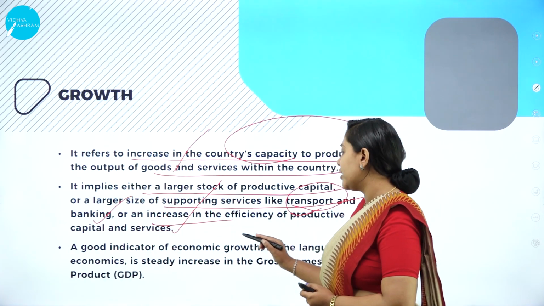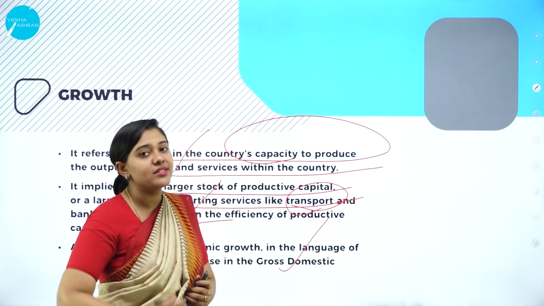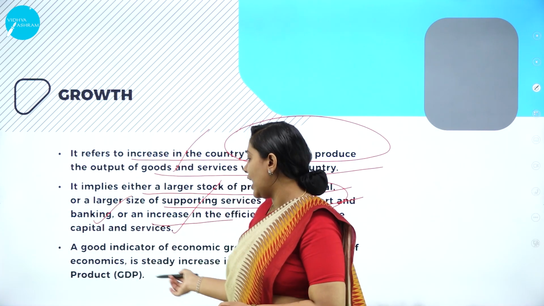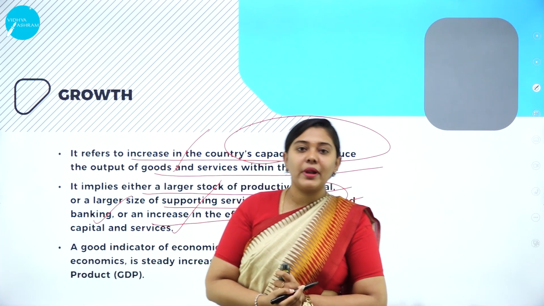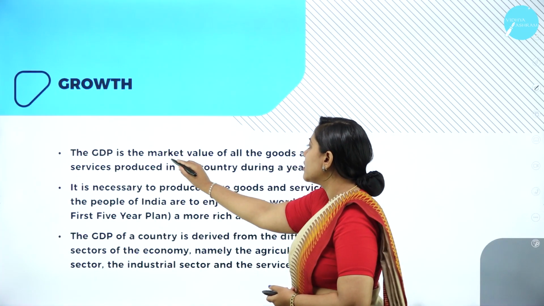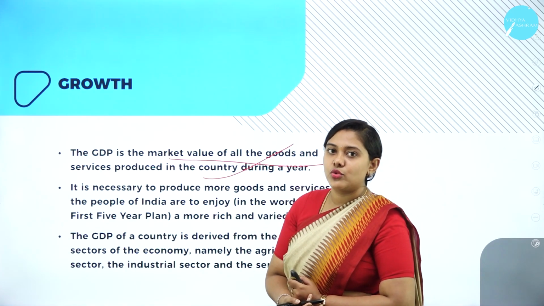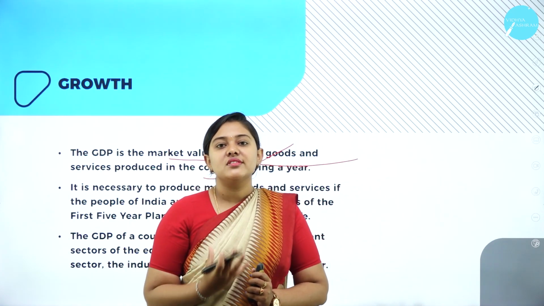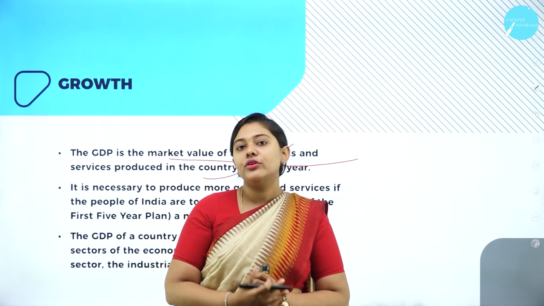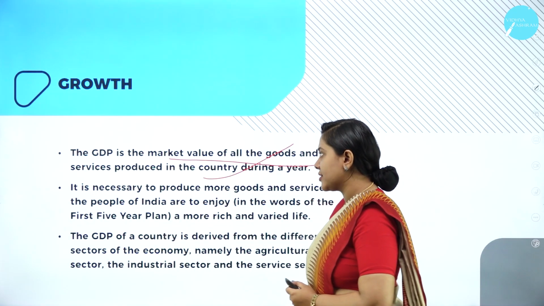A good indicator of economic growth is expressed in the language of GDP. What is gross domestic product? In the last chapter also I explained gross domestic product. It is the total market value of the goods and services produced within the country. Within a particular year, from the goods and services, what is the value you get, what is the amount you get? It is expressed in terms of GDP, gross domestic product.